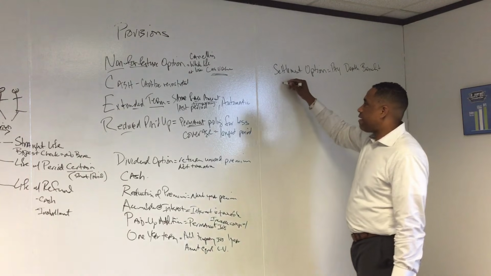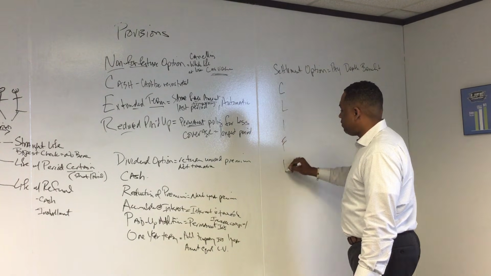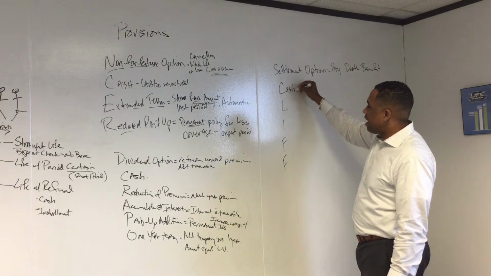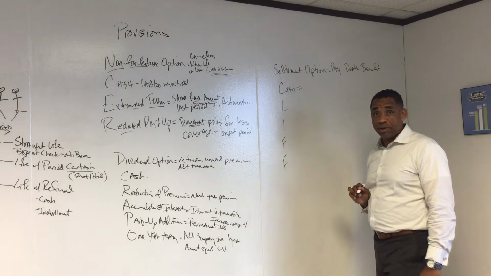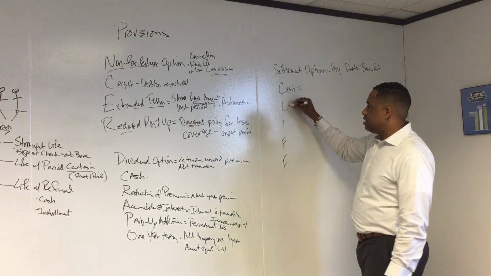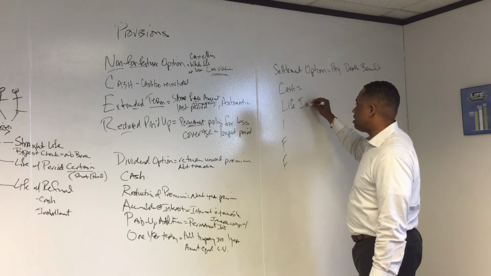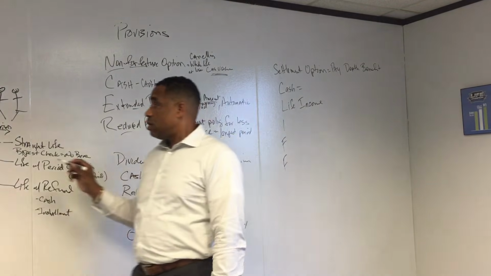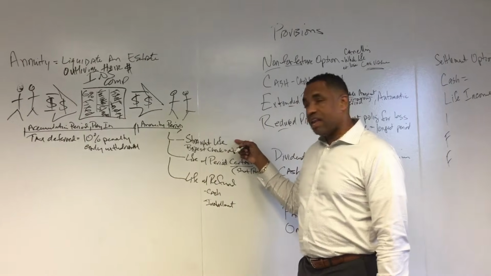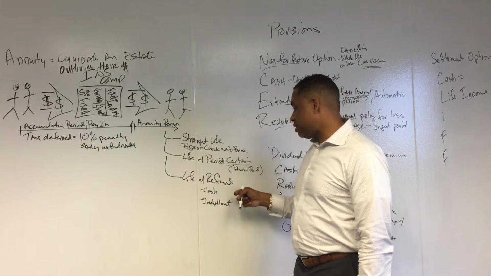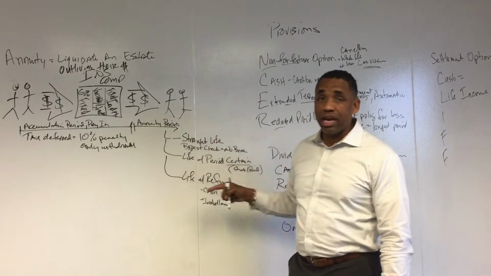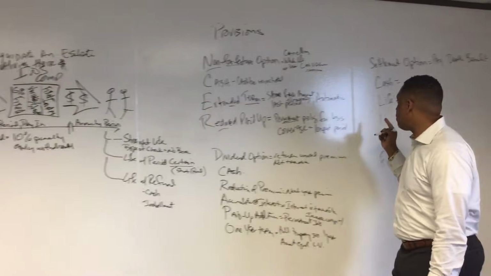So they got 5 options. The beneficiary has 5 options on how they can take the money. The C is cash. Send me a check. Cash, baby, cash. Don't get no better than that. The next is life income. You remember back over here at annuities, when we said you got straight life, life with a period certain, and life with a refund. That is the exact same thing as life income over here.